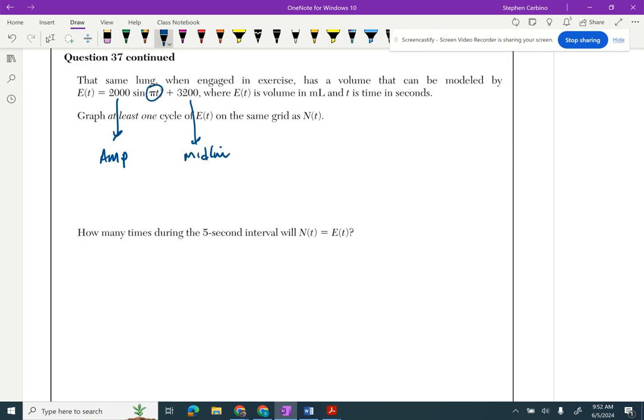And the pi in this case is the frequency. So we're going to use that same equation from before, frequency times period equals 2 pi. And if I replace the b with pi, I can get the period. We need the period to be able to graph. The period is how long it takes on the graph to complete one cycle. So the period is 2.